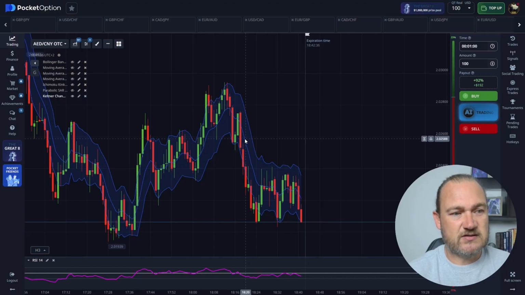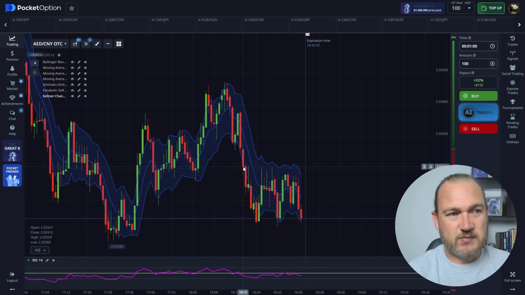And if I look at this movement here, RSI was below. So by the time the price closed below the Keltner channel, the RSI was below the 50 line. So it was bearish, and I just would have taken a sell trade here.